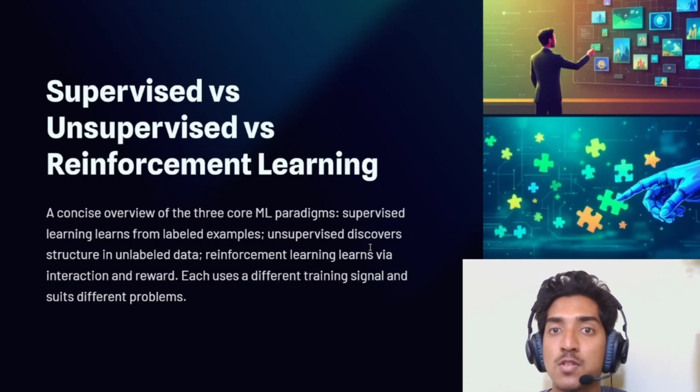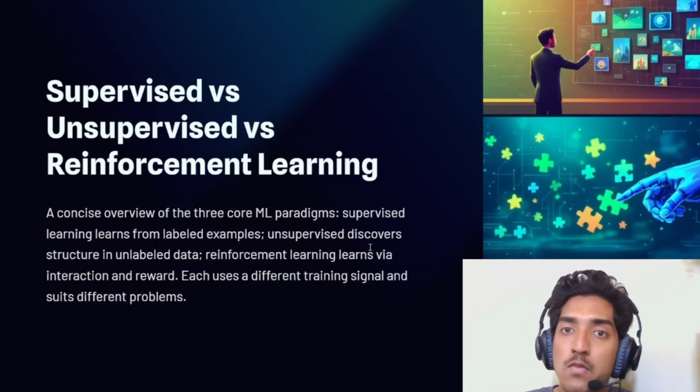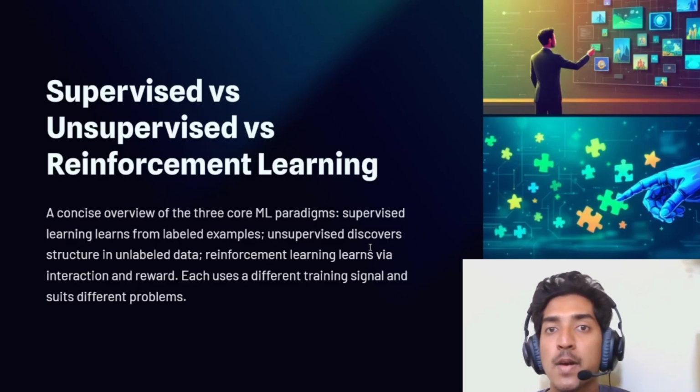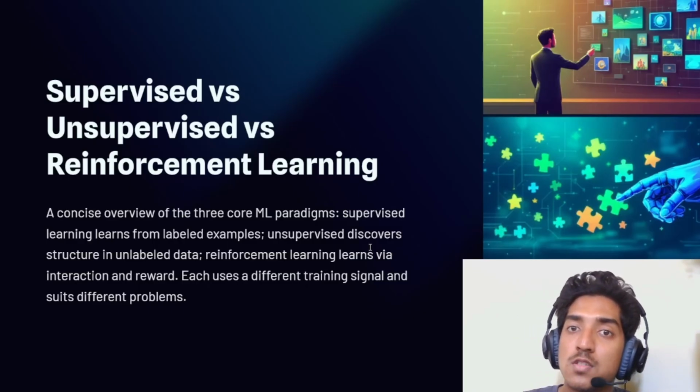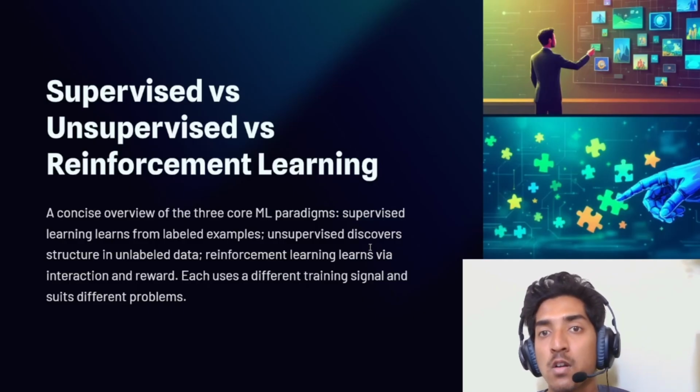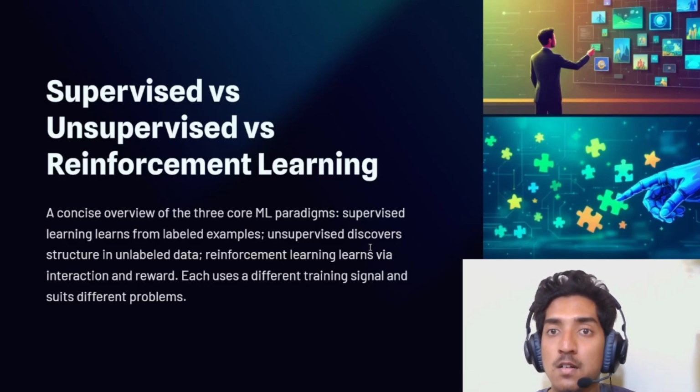It is a learning process. Whenever it makes a mistake, it is given a penalty, and whenever it chooses the right decision, it is given a reward. So this is the learning in reinforcement learning.